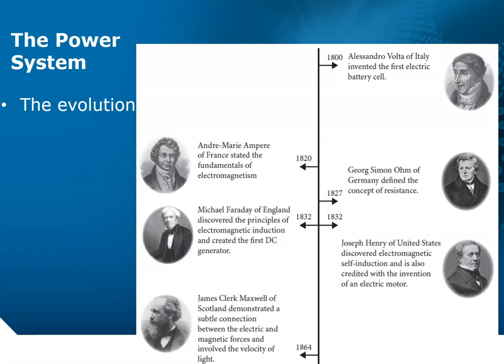About the same time, the American scientist Joseph Henry independently discovered electromagnetic self-induction and is also credited with the invention of the electric motor. The standard unit of inductance, as we know, is the henry, named after him. Inspired by Faraday, in 1864 James Clerk Maxwell of Scotland, another famous guy, demonstrated a subtle connection between the electric and magnetic forces, now known as Maxwell's equations, unexpectedly involving the velocity of light.